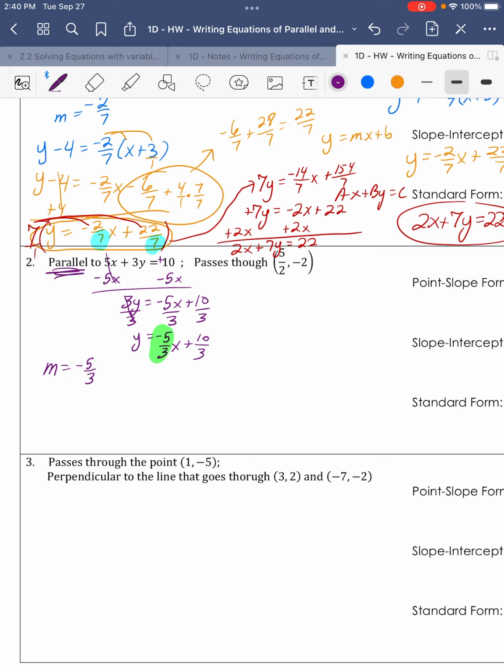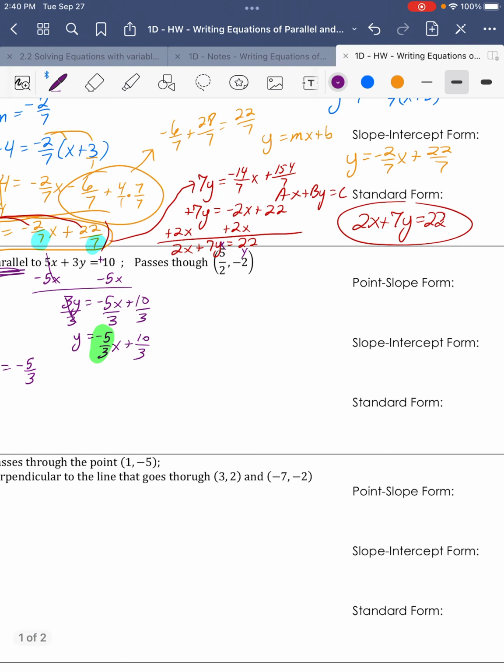And we need parallel, so we need the same slope. Perfect. And now we need to go through the point 5/2, negative 2. So point slope form is y minus a negative 2, which is plus 2, equals negative 5/3 times x minus the x1. Man, that 5/2, that's going to be fun.